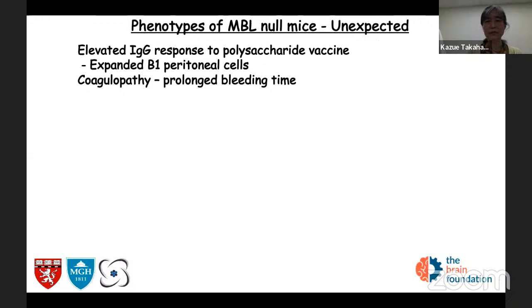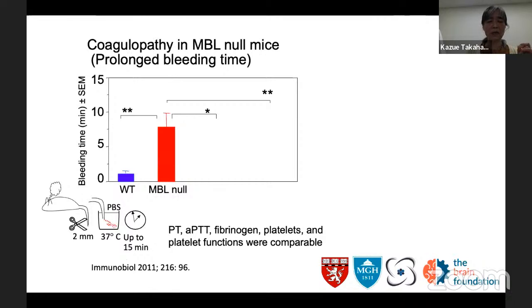So the next phenotype was coagulopathy. Mbl null mice had a prolonged bleeding time. Now in mice, you can do a simple experiment. You cut a 2 millimeter tip of the tail and put it in 37 degree warm PBS and time till you stop seeing the blood coming into PBS. So most wild type stops in less than 1 minute, while many of the Mbl null mice didn't stop even at 15 minutes.